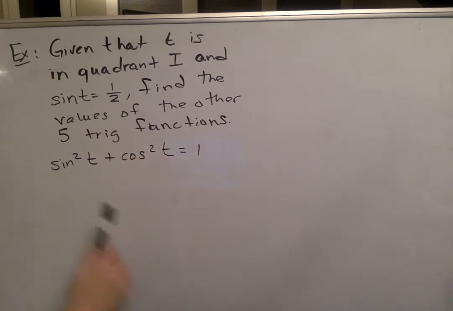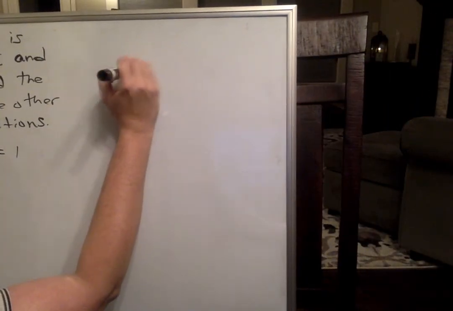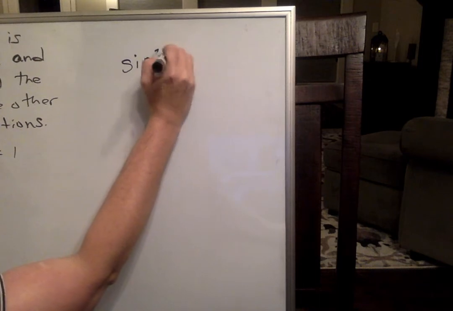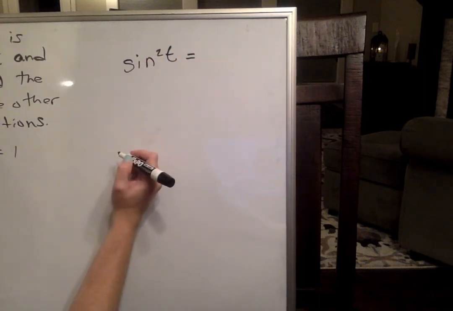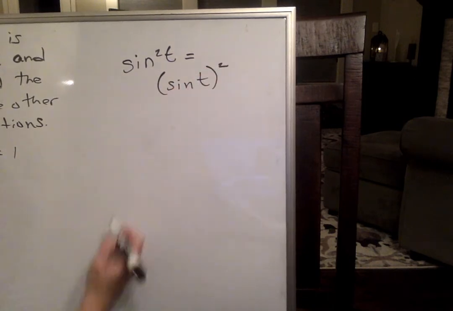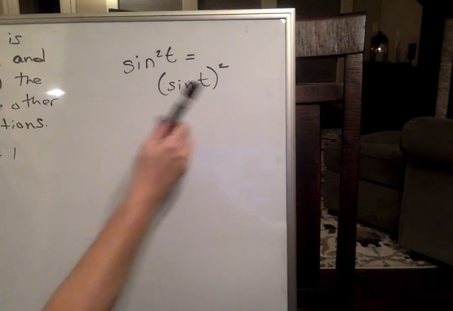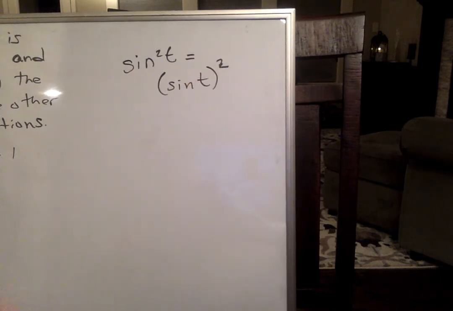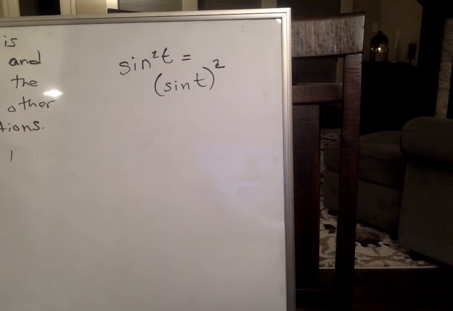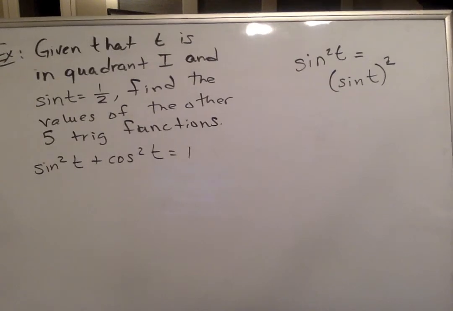Now, a little bit about this notation. When I write sine squared of t, that's equivalent to saying the sine of t, squared. It's just a shorter notation because we don't have to use parentheses. We just need to keep that in mind.